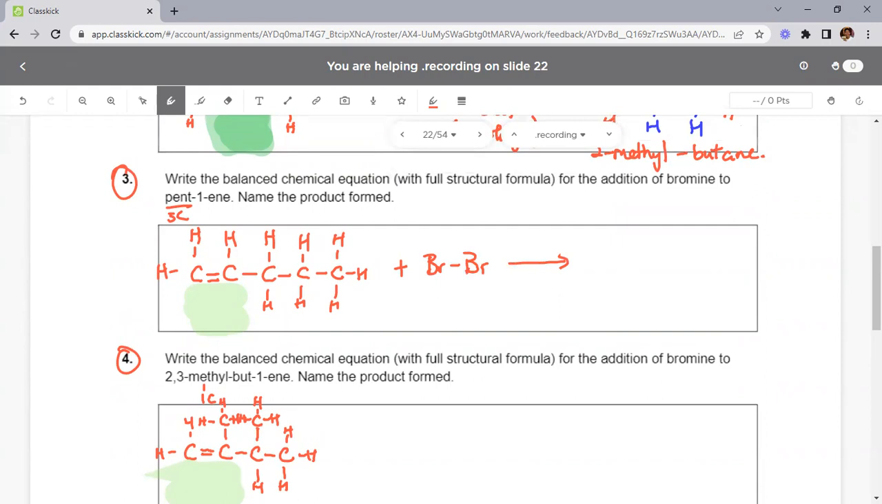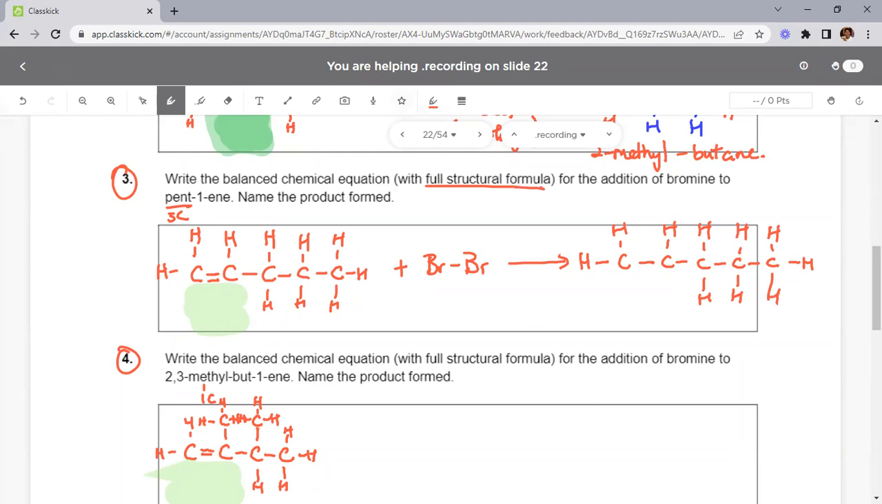So I'm going to draw the exact same thing here, except that the double bond is going to disappear. 1, 2, 3, 4, 5. So I'm going to draw all the H that's present. Why so? I must draw all the various bonds because I want it as a full structural formula.